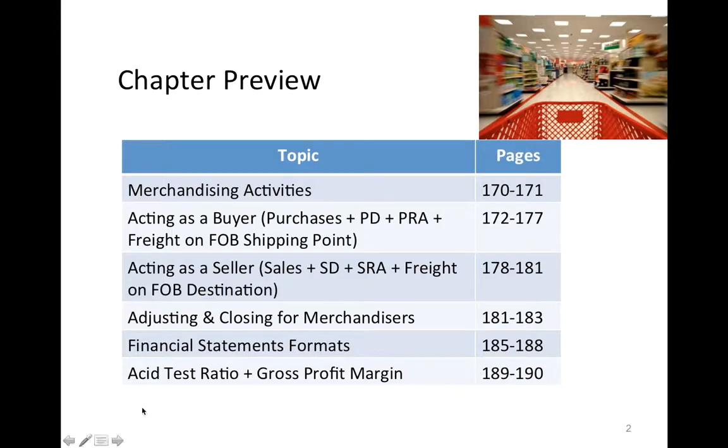So we will have with you right here about 4 to 5 for purchases and 4 to 5 for sales. So 8 to 10 new journal transactions. So when we're talking about journalizing transactions, we will have 8 to 10 new transactions. We will have one new adjustment.